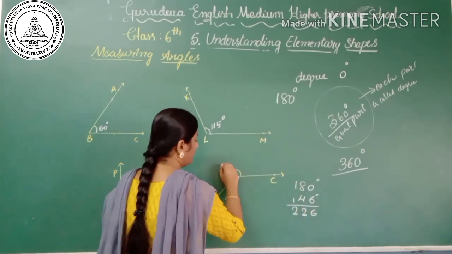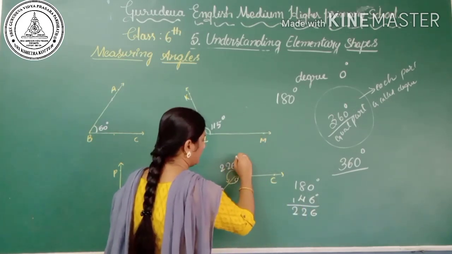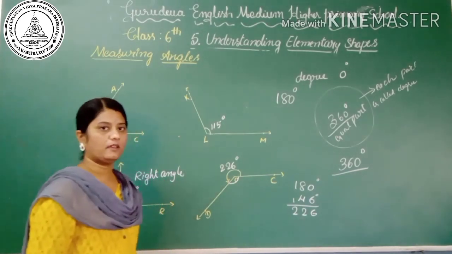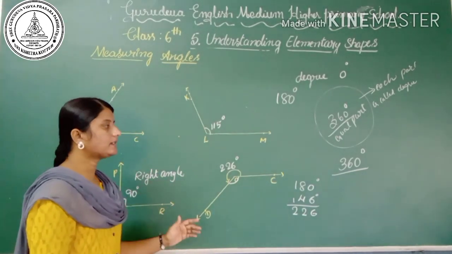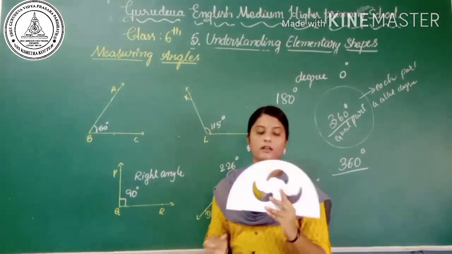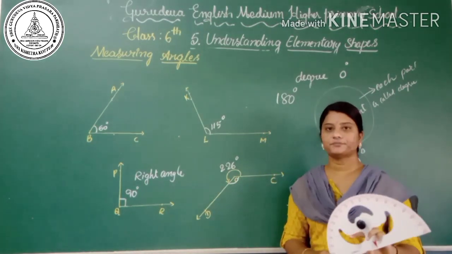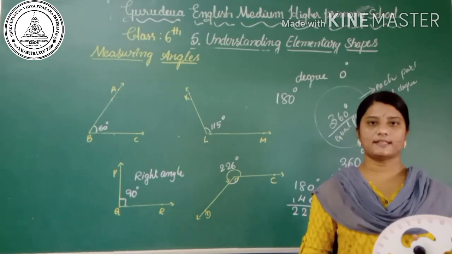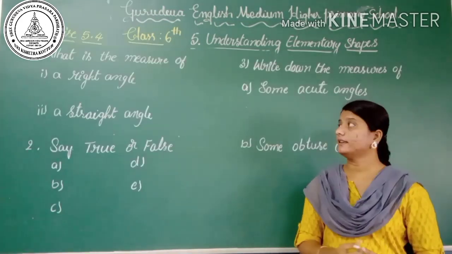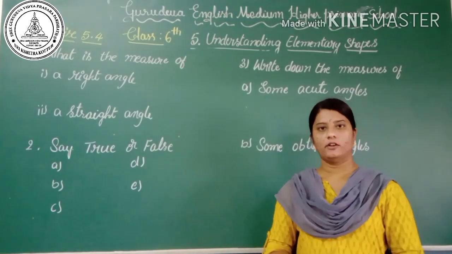It is the 226 degree. Okay. So like this we have to measure the angles using the ready-made protractor. Is it clear? Yes. Let's go to solve the exercise 5.4.